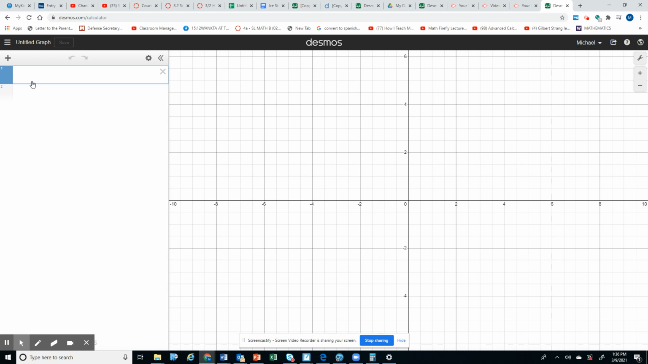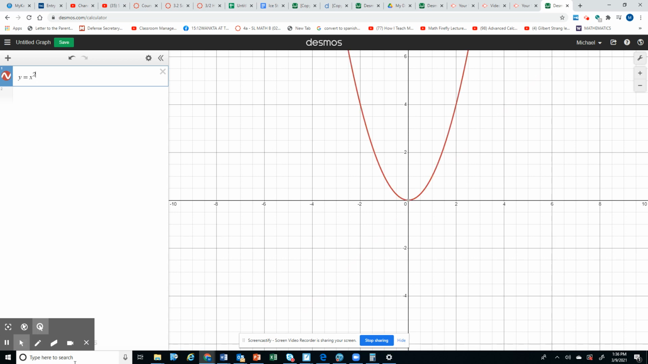So I'm going to enter the function y equals x squared. I'm going to type in y equals x, and then I use shift 6 to get the upside down v to put my exponent in, and that's it. I hit enter. So that's my first graph right there.